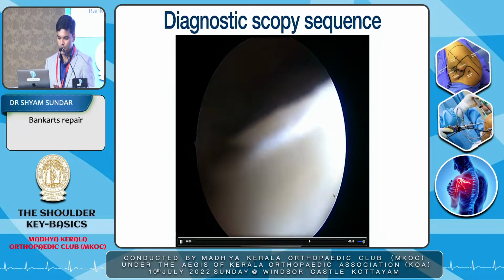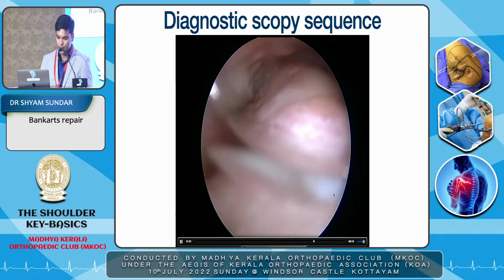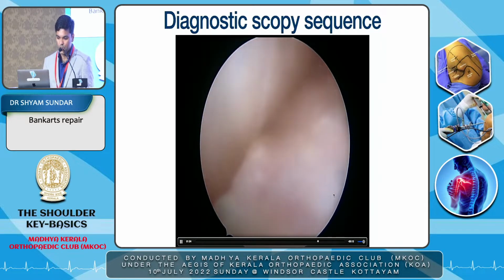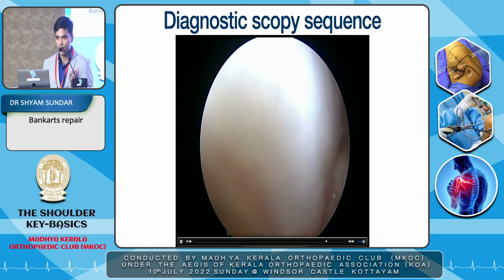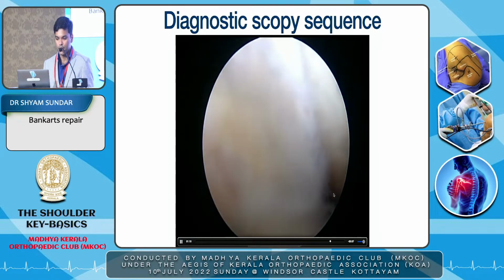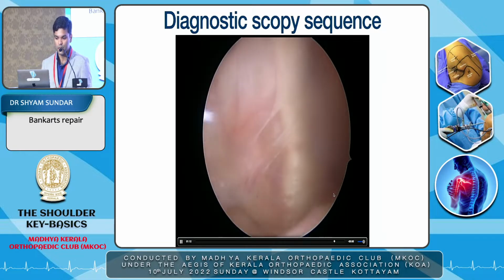So I go anteriorly and then have a look at the Hill-Sachs lesion, which confirms the diagnosis that the patient has two essential lesions. One is the Bankart lesion anteriorly and the Hill-Sachs lesion posteriorly, which is resulting in this patient's symptoms.